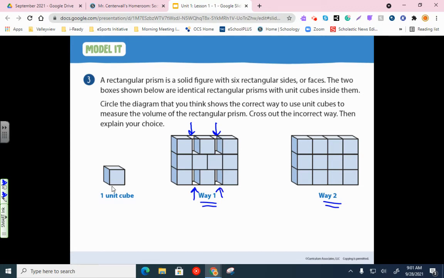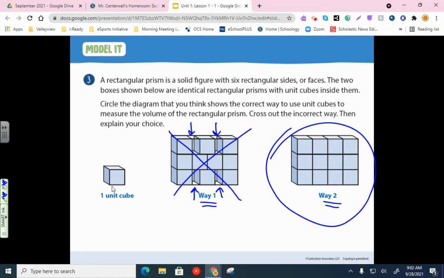Circle the diagram that you think shows a correct way to use unit cubes to measure the volume of the rectangular prism, and cross out the incorrect way. Well, like I'd mentioned before, if you're going to do this method and measure out the volume, you can't have any air gaps. If you have air gaps, that's unmeasured space, and your final answer is going to be inaccurate. So you got to make sure everything's packed together nice and tight. So way 2 is the proper way to measure it using the unit cubes, and this is the incorrect way.